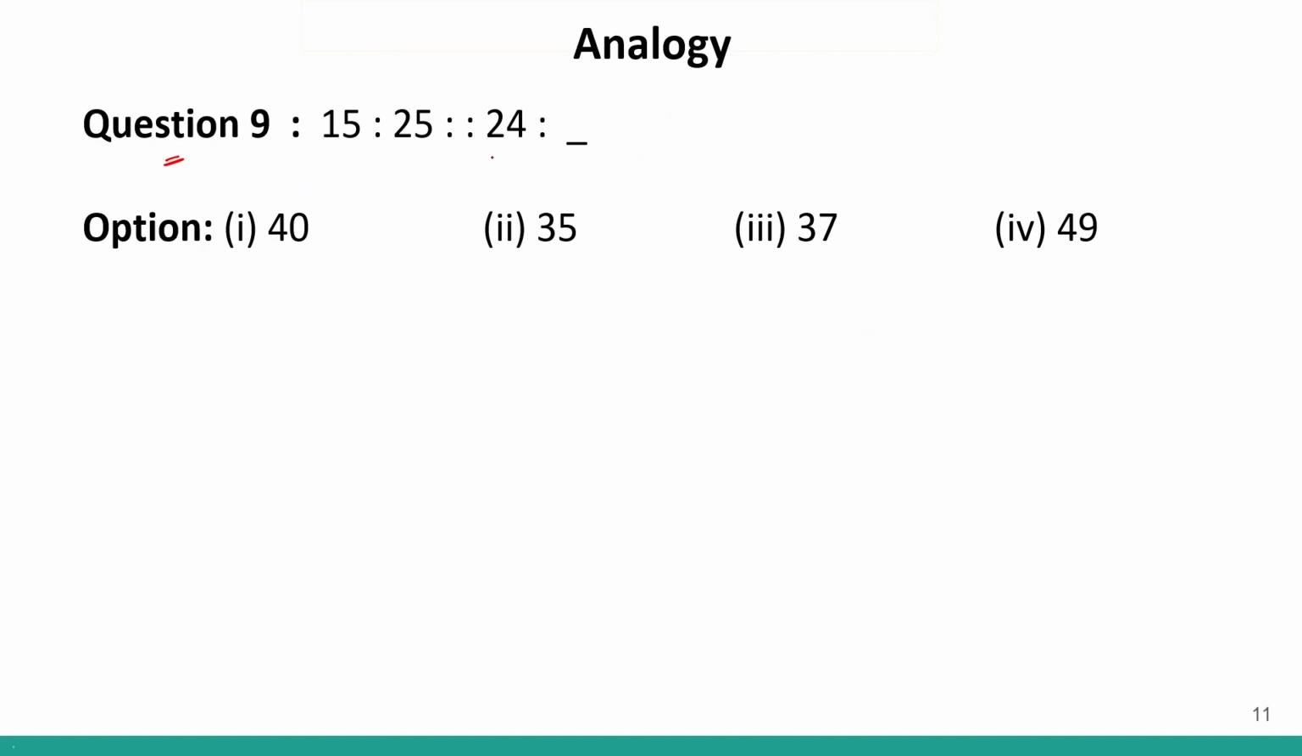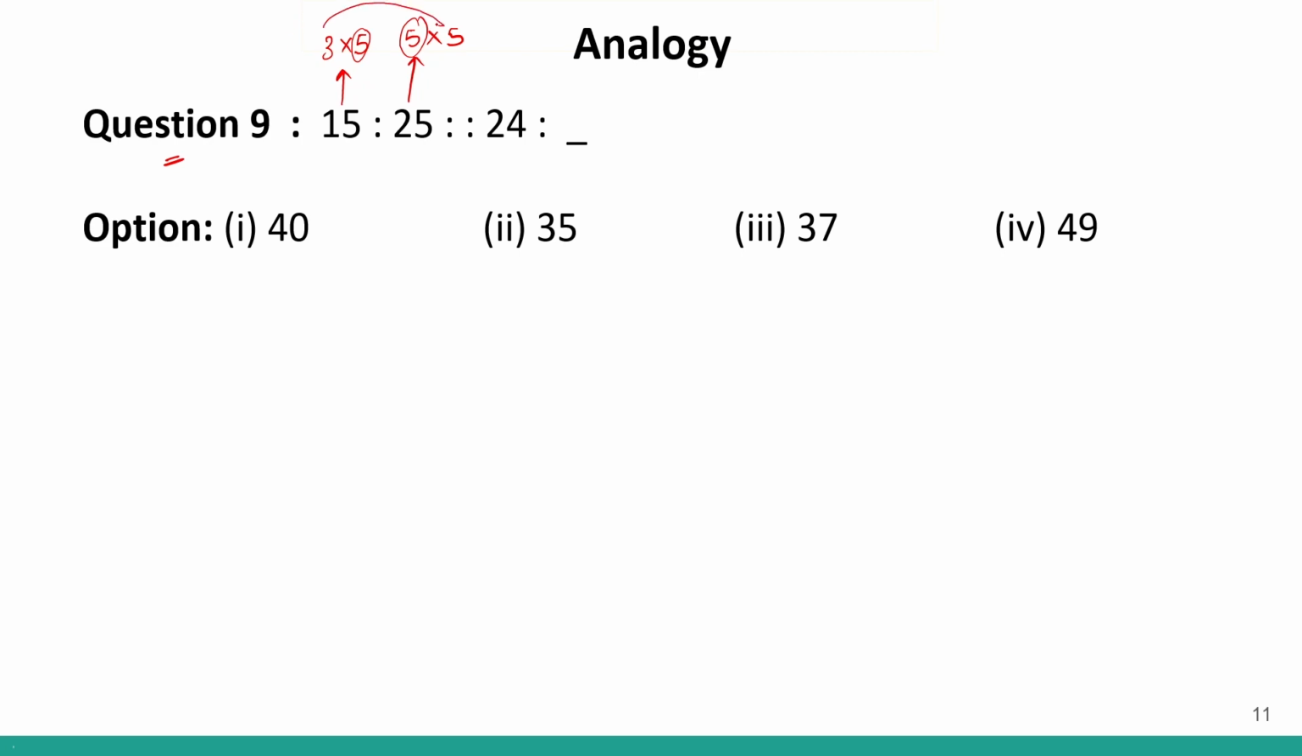Question number 9, we have 15, 25, 24, and we have to find the missing term. So 15 and 25, I can clearly see this is plus 10. So we can have 24 plus 10, I will get 34. Do we have 34 in the options? No. So this is not the logic that is being used by the examiner. So now I can see 15 can be written as 3 into 5 and 25 can be written as 5 into 5. Correct? So basically we have a commonality of 5.